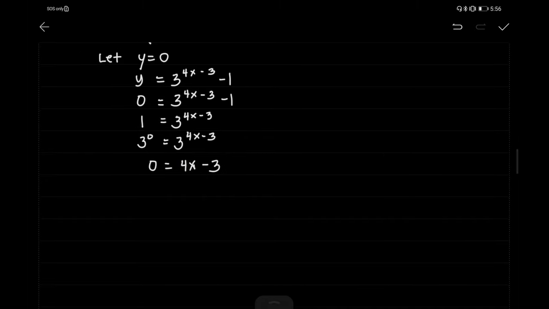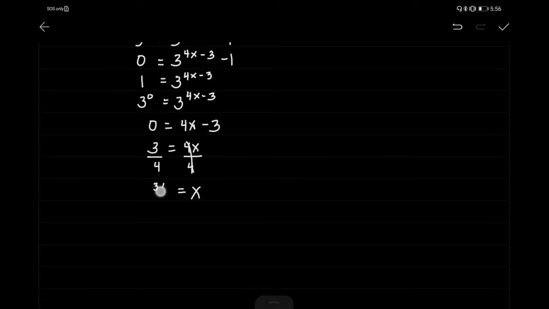Then, solve for the value of our x. So, this is 4x. Then, lipat sa kabila yung negative 3, maging positive 3. Divide both sides by 4. Then, yung value ng ating x is 3/4.